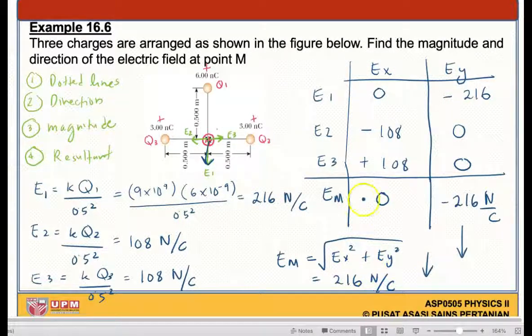Okay, if the answer is not 0, then yes, you have to use the inverse tangent of Ey over Ex to find out what theta is. It's the same as when you try to find the resultant force and the direction. The same case applies for an electric field. You need to find the resultant and you need to find the direction using the inverse tangent equation. And again, to remind you, when you solve for theta, the theta will be with respect to the x-axis.